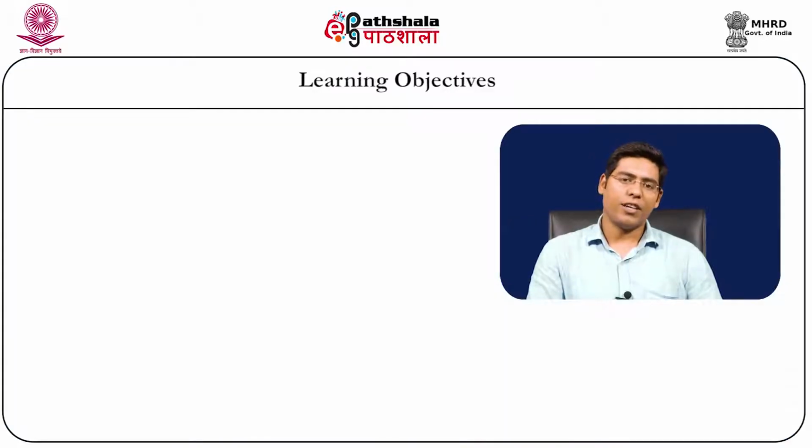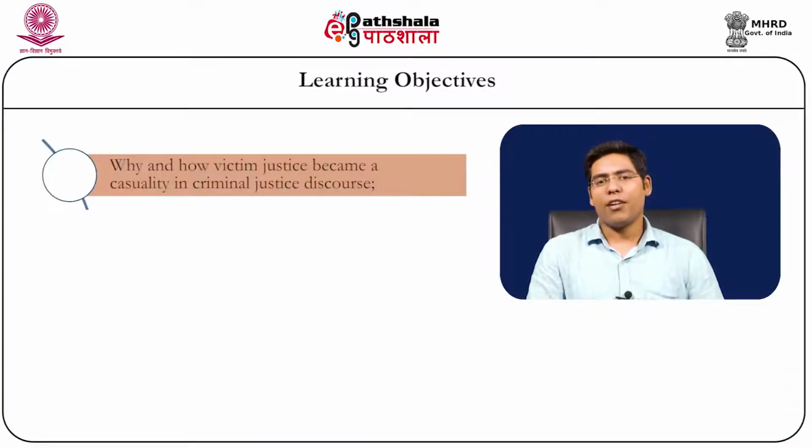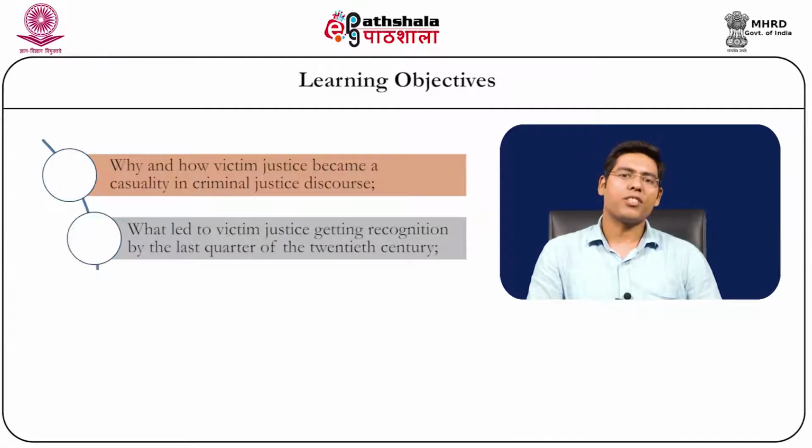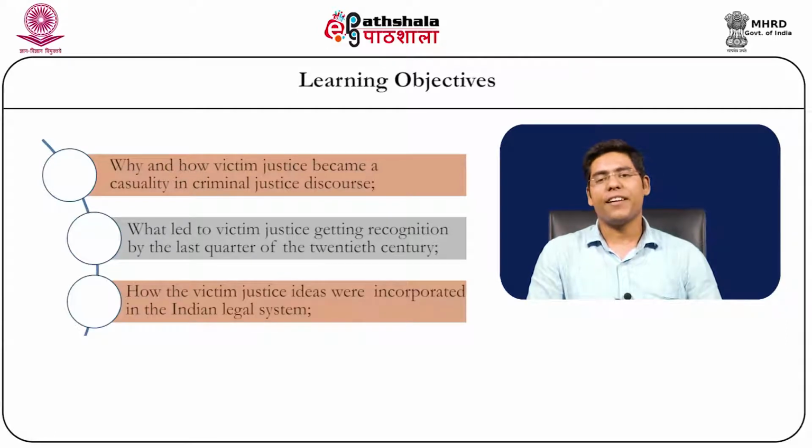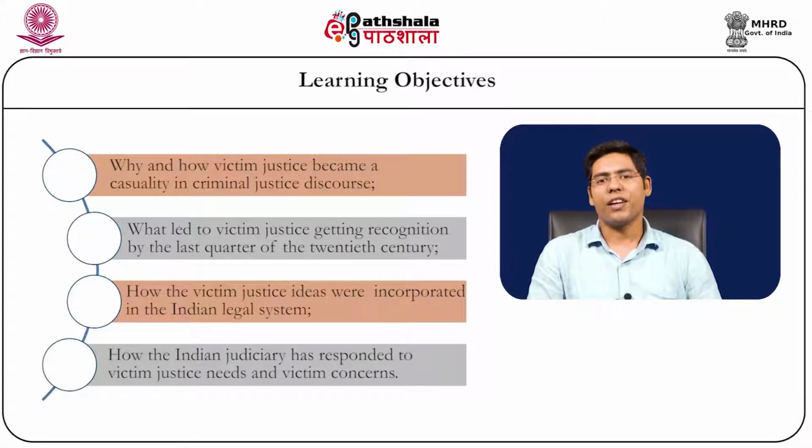The learning objectives of this module are: first, we will understand why and how victim justice became a casualty in criminal justice discourse, and we will also see what led to victim justice getting recognition by the last quarter of the 20th century, how the victim justice ideas were incorporated in the Indian legal system, and also how the Indian judiciary has responded to victim justice needs and victim concerns.